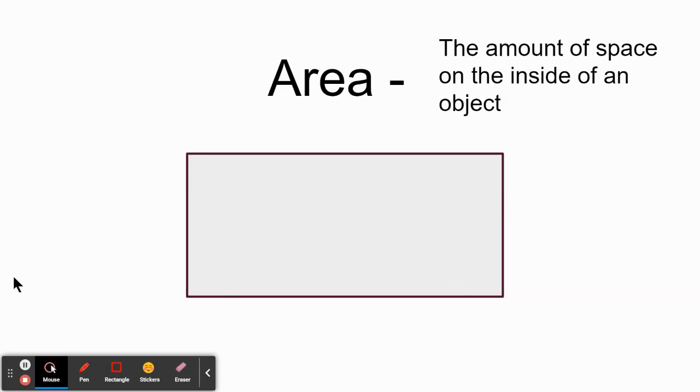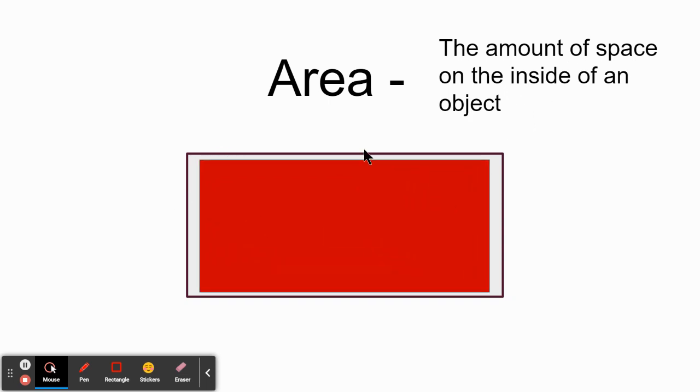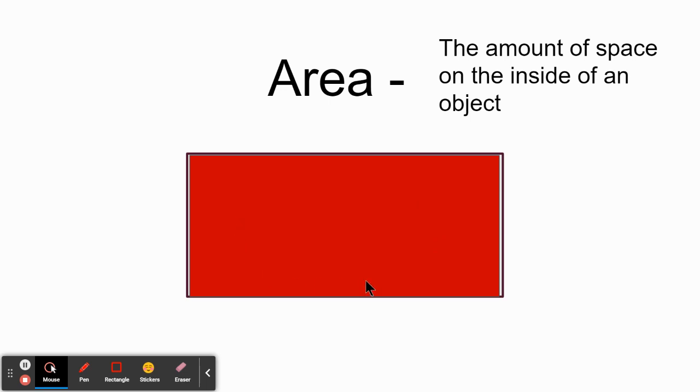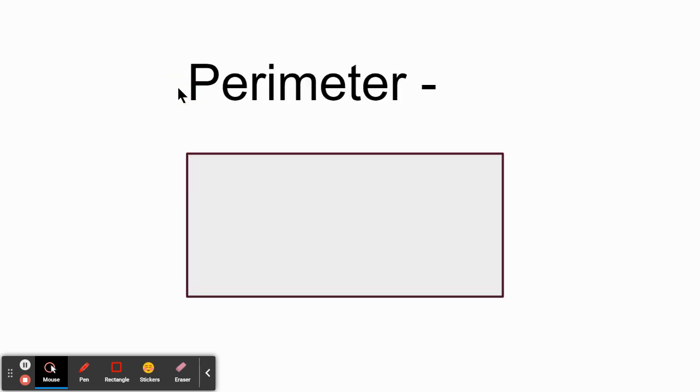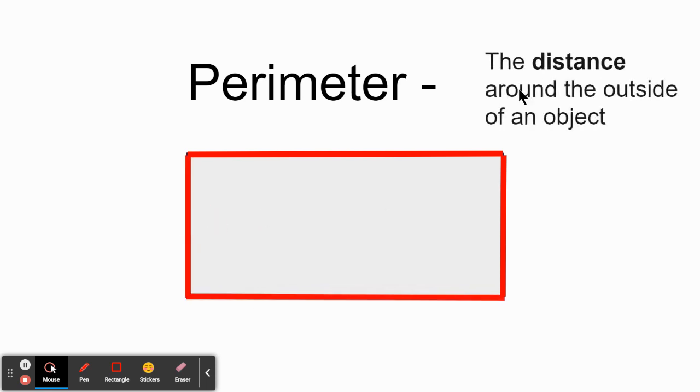Okay, so you should be following along with your notes as I go over these example problems. Area, we know, is the amount of space on the inside of an object. So the amount of space the inside of an object takes up, that's area. Okay, and perimeter is the distance around each side. So this side plus this side plus this side plus this side. Again, the distance around the outside of an object, perimeter.